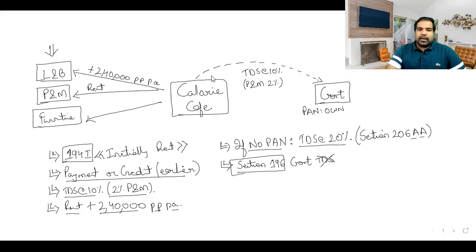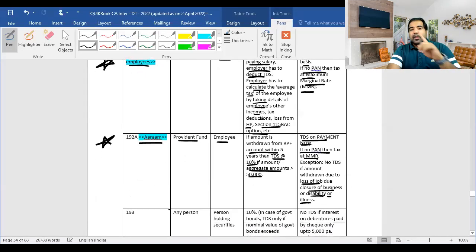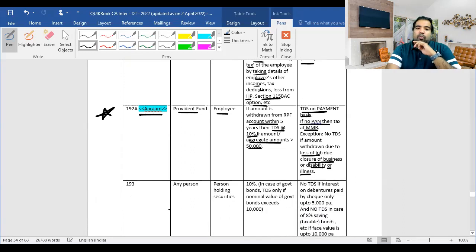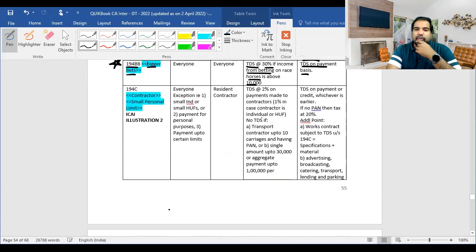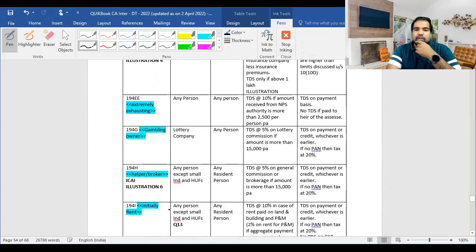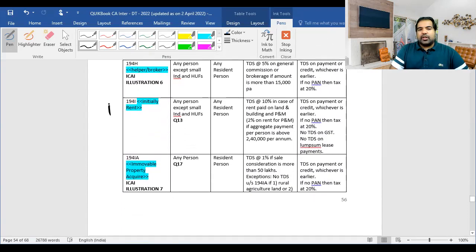Guys, this is section 194I. As you saw, 192 was only two sections. 192 is salary, because 192 is employees, and 192A is Aram. 193 we will go to, but most of the sections are 194. In that, 194I was right here. This is 194I. Initially, you rent. Any person except small individual, small HUF, I'll explain this in 2 minutes. Any resident person, if you're making a payment to, TDS at the rate of 10%.